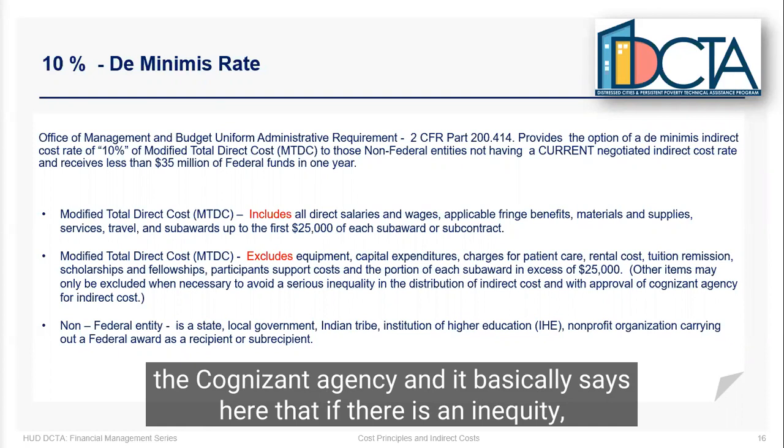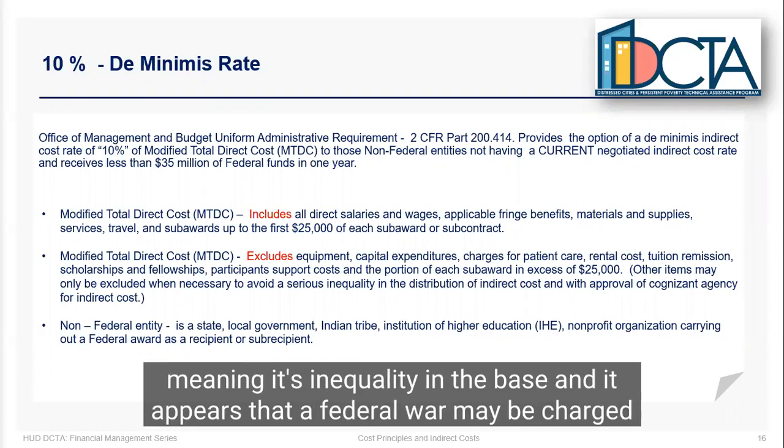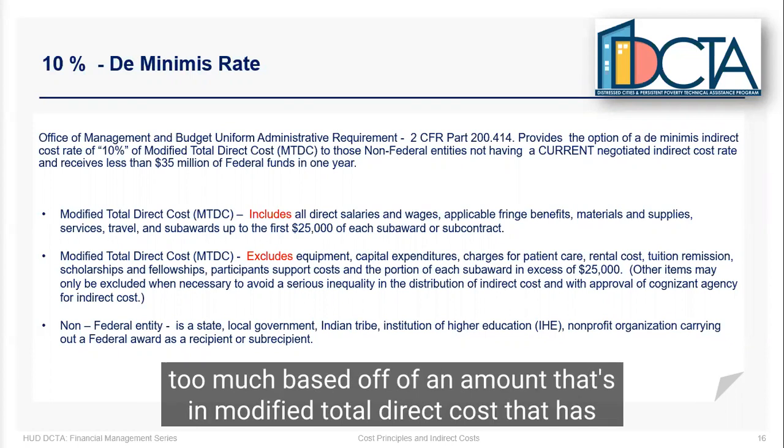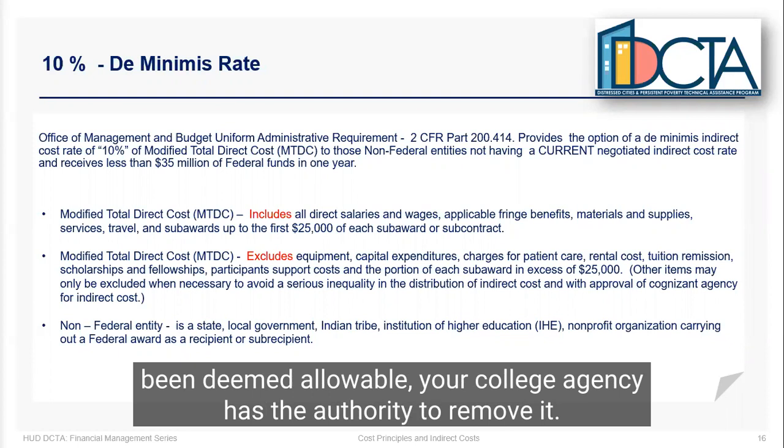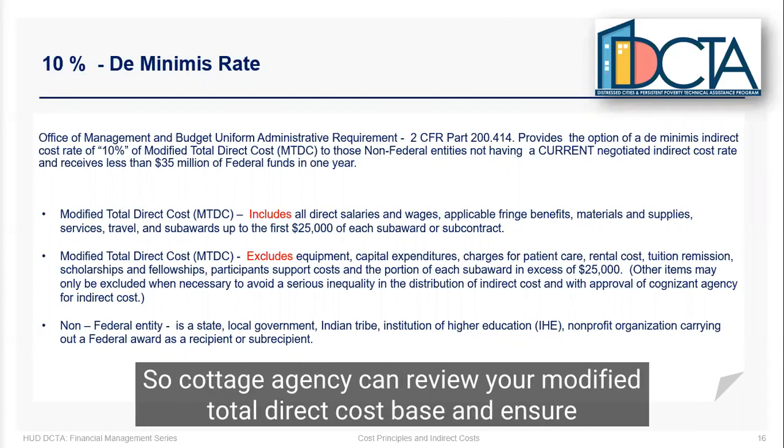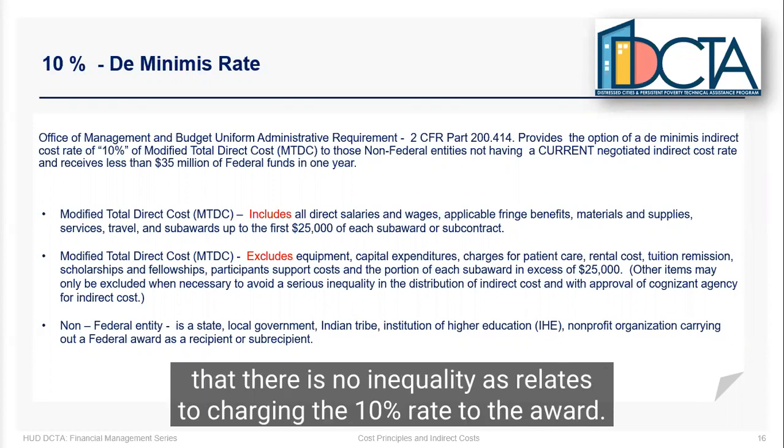Now, there is a caveat here for the cognizant agency. It basically says that if there is an inequity, meaning an inequality in the base, and it appears that a federal award may be charged too much based off of an amount in the modified total direct cost that has been deemed allowable, your cognizant agency has the authority to remove it. So the cognizant agency can review your modified total direct cost base and ensure that there is no inequality as it relates to charging the 10% de minimis rate to the awards.